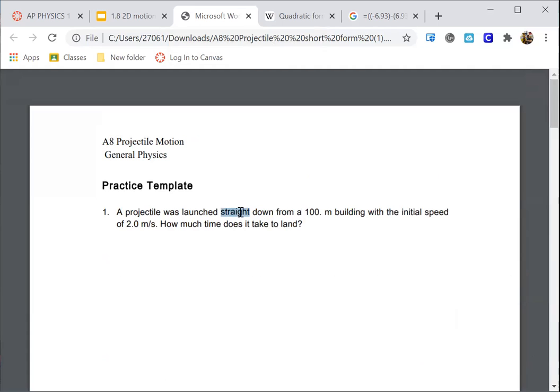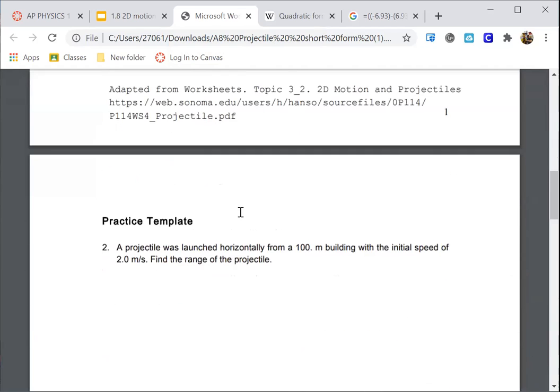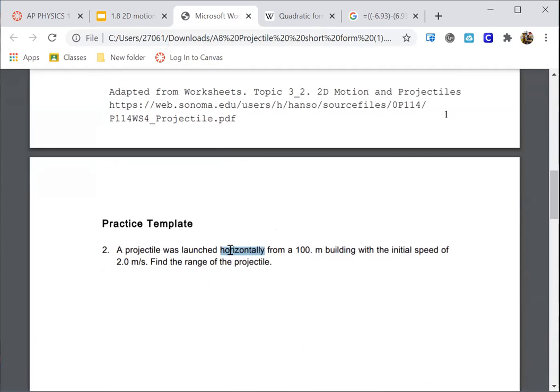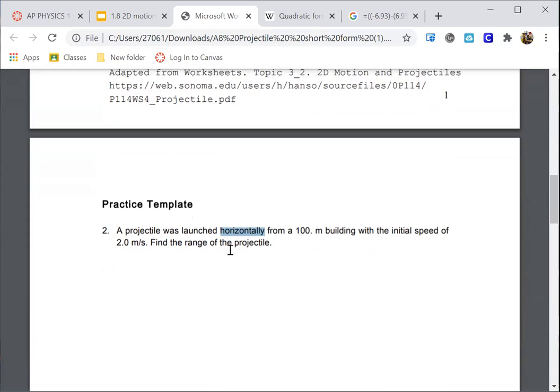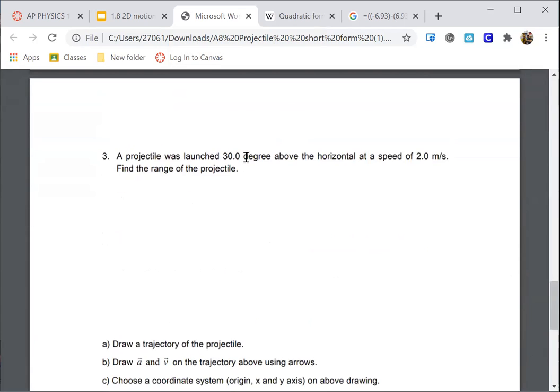First one, you go straight down, so we don't have to worry about anything in the x, or about sine or cosine. The second one is horizontal, so it will start off in the x and it will accelerate in the y. So we will have both, but again, we're going to be able to skip the sine and cosines from the beginning. But this last one is the tricky one, and that's the one we're going to be doing an example of here today.